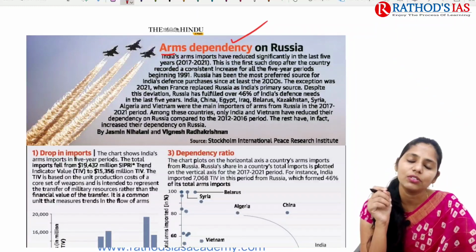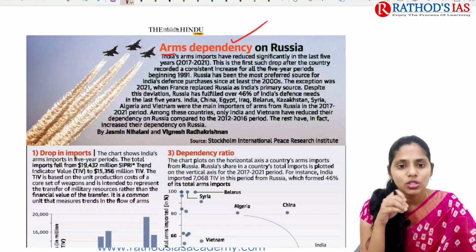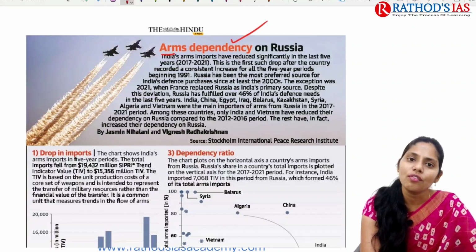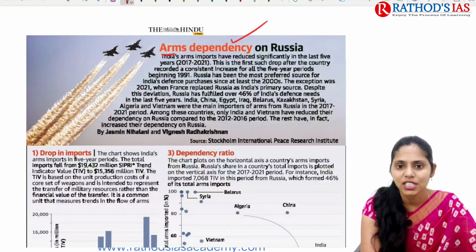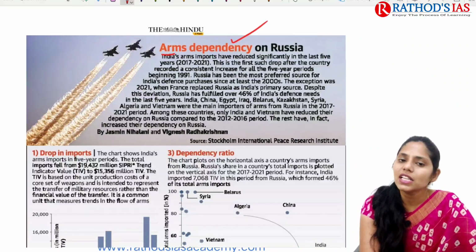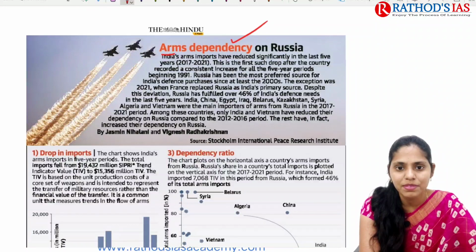Okay, beginning in 1991. So since 1991 onwards, in this 5-year term, that is 2017 to 2021, there is a very large decrease in imports of arms from Russia. And Russia has been one of the most preferred sources of Indian defense purchases since 2000 onwards. Okay, and now France replaces Russia as India's primary source of arms, and this is one important thing. And Russia has fulfilled over 46% of India's defense needs in the last 5 years.